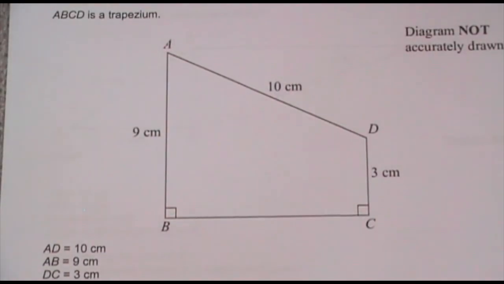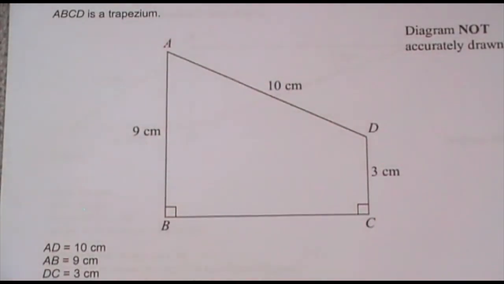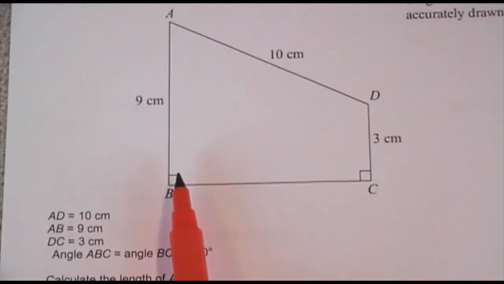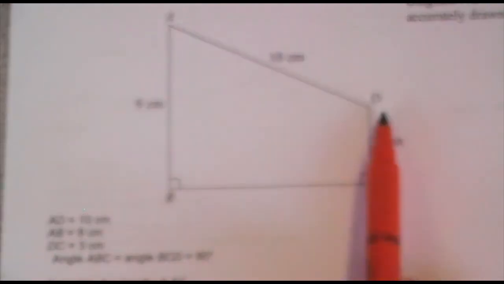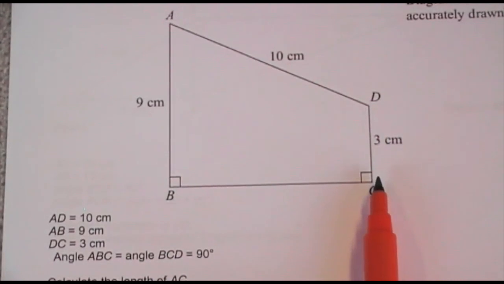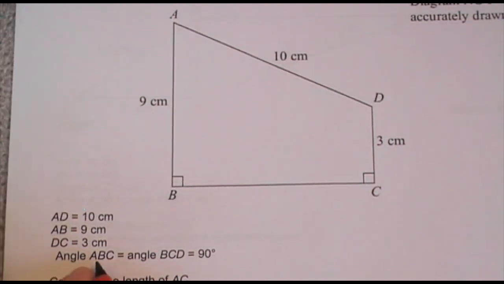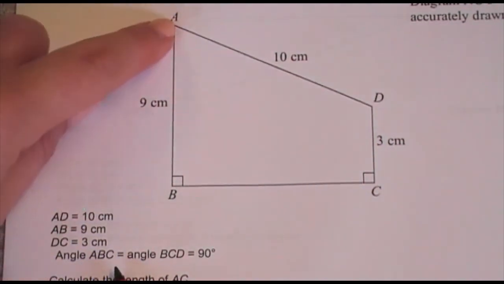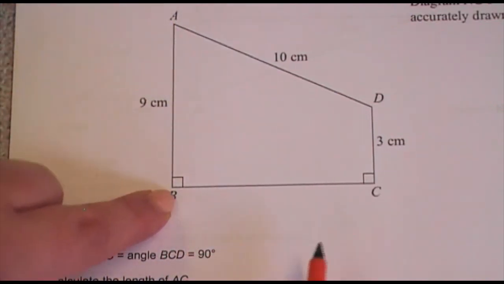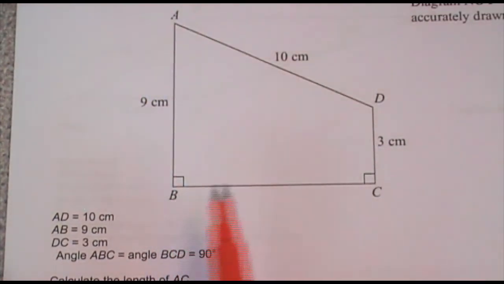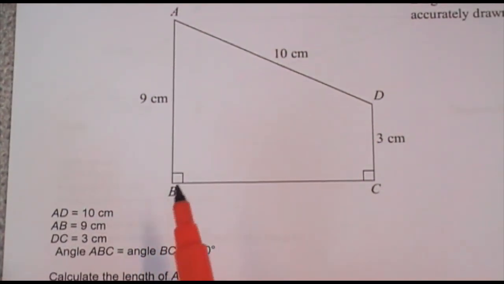This question is hidden Pythagoras, really. ABCD is a trapezium, AD is 10, AB is 9, DC is 3, angle ABC. Now, if you don't know how that works, the capital letters are always vertices, they're always corners. So angle ABC would be found by starting at A, going to B, and then ending up at C, and it's whatever angle gets enclosed. So ABC is this angle here, and that's 90 degrees.